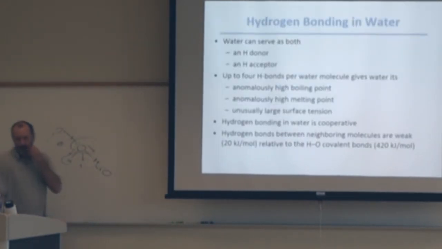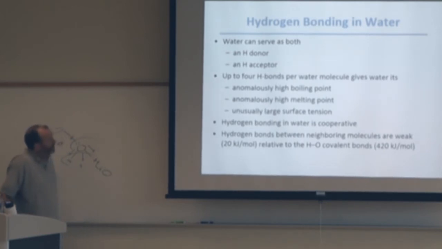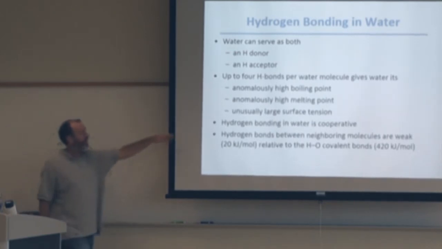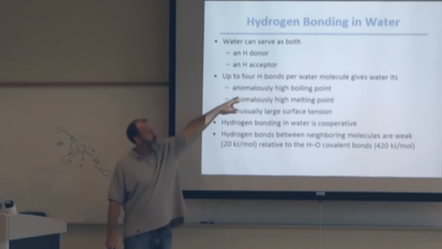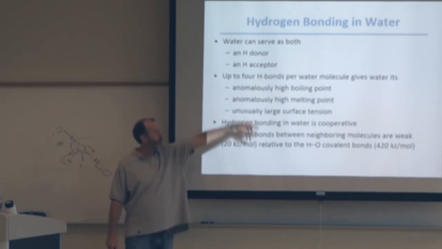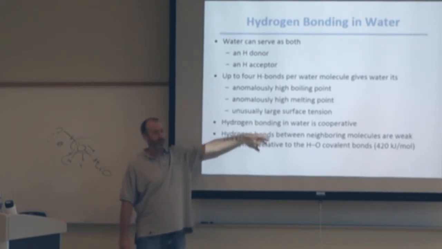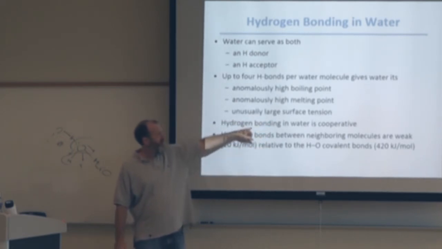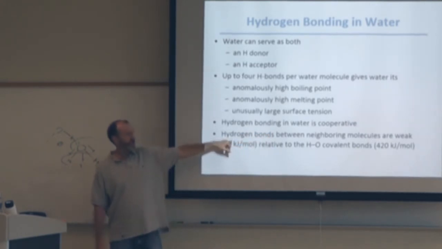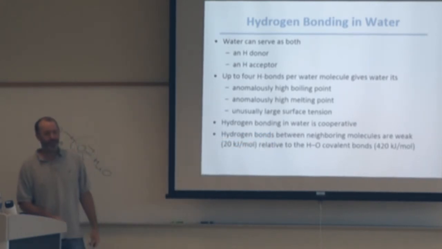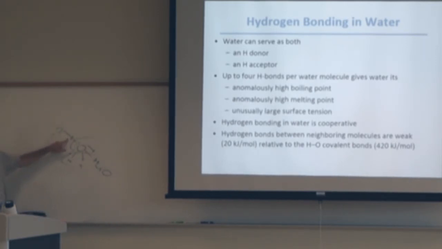So hydrogen bonding in water, like I said, considers water both a donor and acceptor, and up to 4 hydrogen bonds per water molecule gives it its high boiling point, high melting point, and its unusually large surface tension. So hydrogen bonding in water is cooperative, meaning, what is that? It means when you have something donating a hydrogen bond to this, it's going to make this more likely to donate a hydrogen bond. It'll make them all kind of stronger.